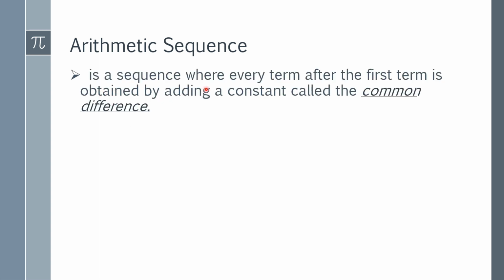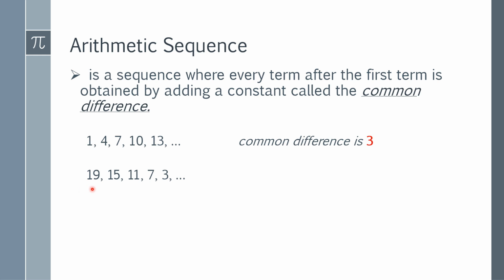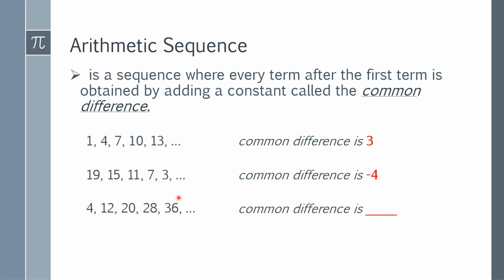It is a sequence where every term after the first term is obtained by adding a constant called the common difference. For example, 1, 4, 7, 10, 13 is an arithmetic sequence because the common difference is 3. 19, 15, 11, 7, 3 is another example of arithmetic sequence because the common difference is negative 4.